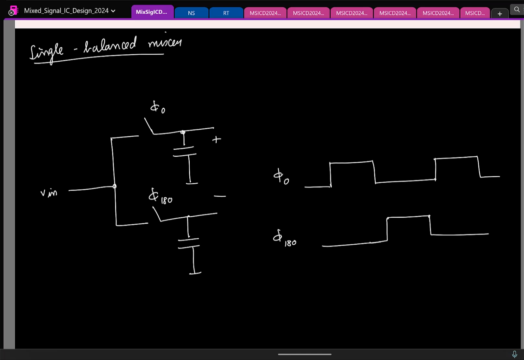It's called a balance mixer because the output is differential. So we have differential output, and the input is single-ended. So yeah, single balance mixer.